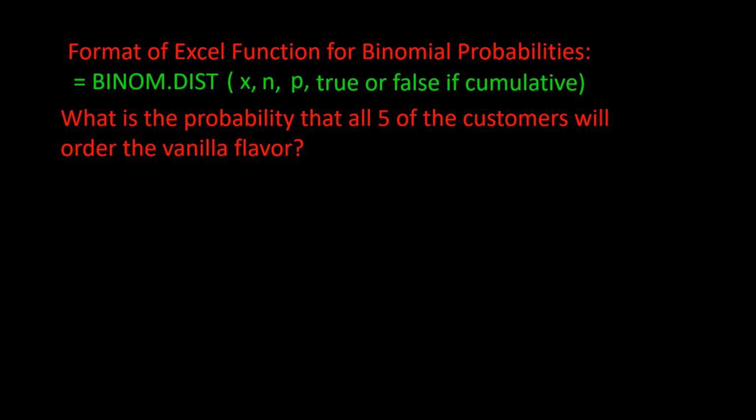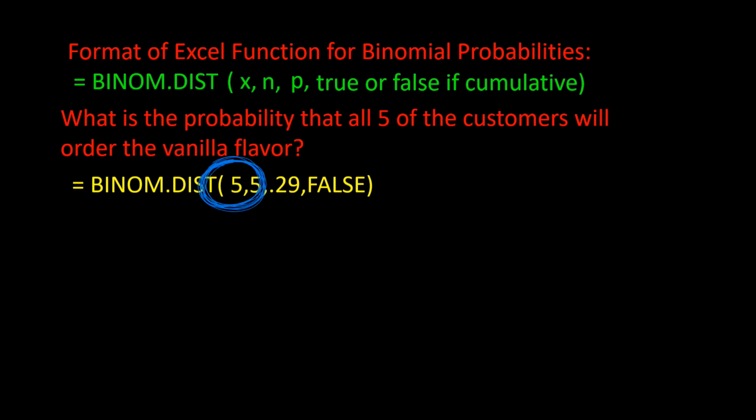Now let's see what happens if we ask a different question. What is the probability that all 5 of the customers will order vanilla flavor ice cream? So when we use the function in Excel, the only thing that's going to change is X, and we're going to have 5 for X. 5 for N, P is 0.29, and the answer is still false.